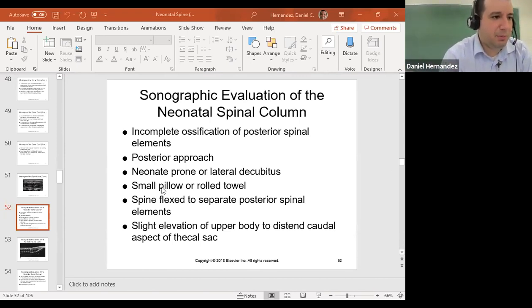I like to have the baby prone or in a lateral decubitus position. You could roll a small pillow or a rolled towel to keep the baby in position. I like to have a little bit of flexion of the spine, a little bit of bending forward to separate the posterior spinal elements. Slight elevation of the upper body distends the caudal aspect of the thecal sac.